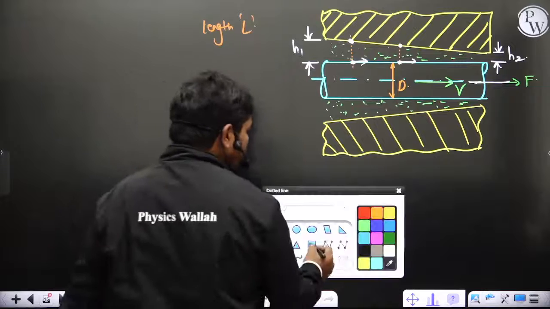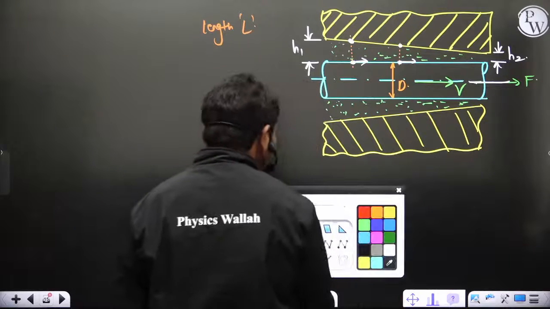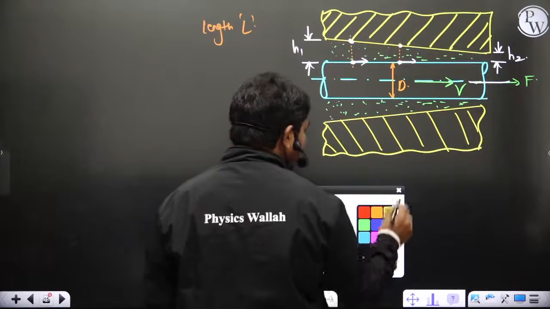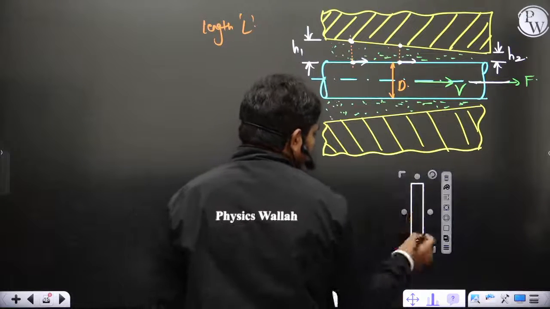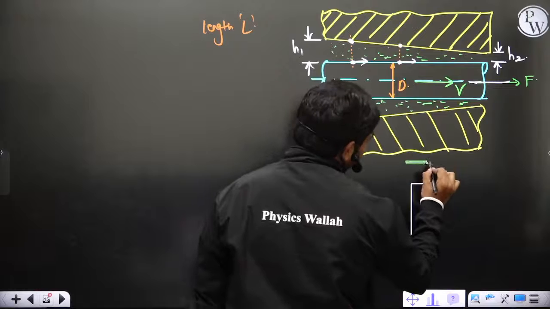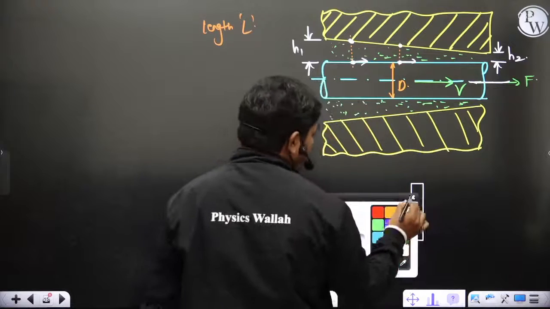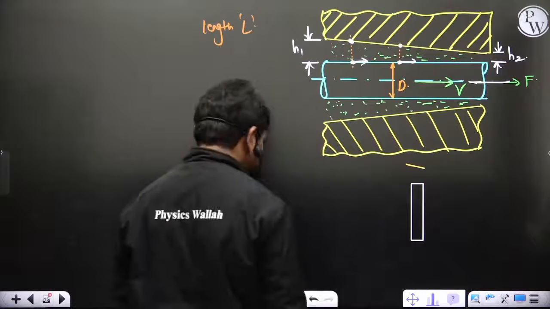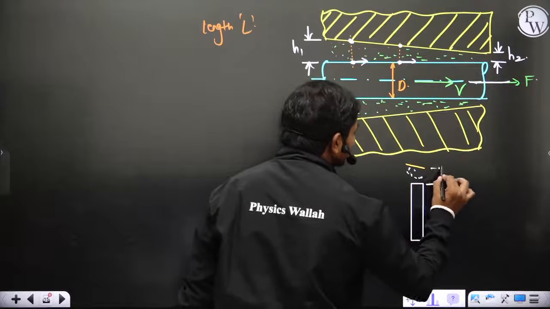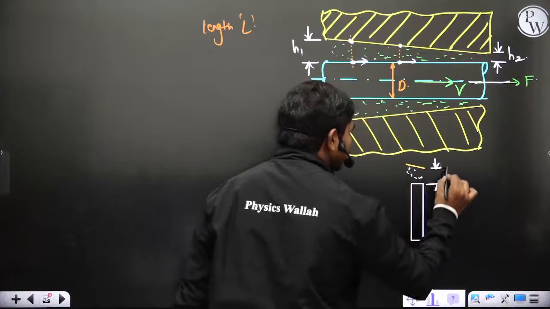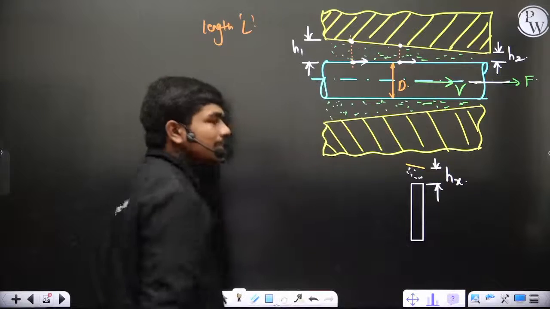Now therefore, if you want to analyze this situation, if you want to calculate what is the force acting, let us do one thing. Let us take some small section of the shaft. So let us suppose here there is a sleeve like this at this location. So there is oil. Let us suppose this height is hx, for example. So this is hx.